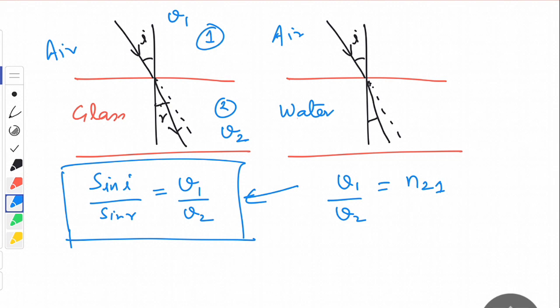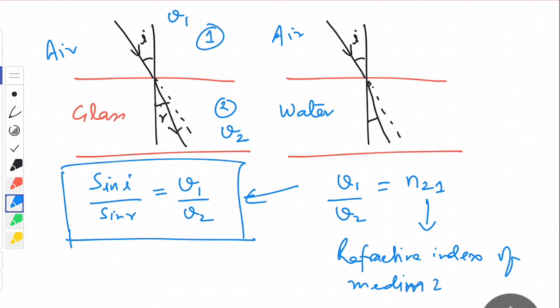So V1 upon V2 is called refractive index of medium 2 with respect to 1. Once again, V1 upon V2 is called refractive index of medium 2 with respect to 1. So I'm going to write it in full form here. This is called refractive index of medium 2 with respect to 1.